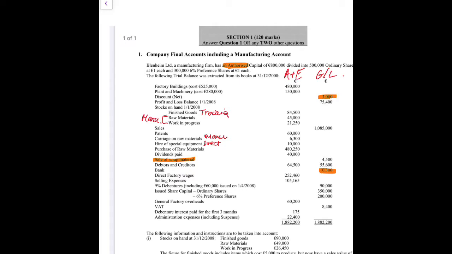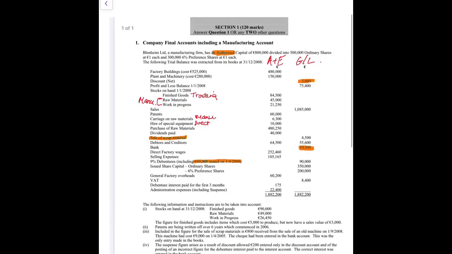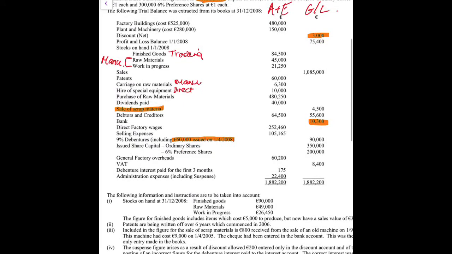You have your 9% debentures, okay, so you need to be careful of this. We've got a new date, okay, so we got an increase of our loan on the 1st of April. So when we get to calculating our debenture interest, we're going to have to consider that, okay. Then your issued share capital. So up the top of the question, as I highlighted already, that's your authorised amount. So that's the maximum number of shares that you can give out. Your issued is how much you have given out so far, okay. So far, we have €350,000 worth of ordinary shares sold, and we have 200,000 worth of the preference shares.